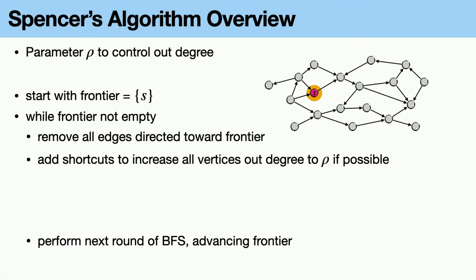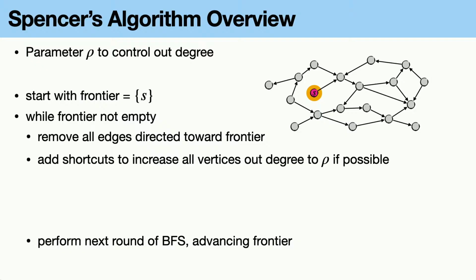OK, so let me give you an idea of Spencer's algorithm. We have some parameter rho, which is going to control the out degree. And we're basically going to be running breadth-first search here. So we're going to start with the frontier. Breadth-first search is just the source vertex. And while the frontier is not empty, I'm going to add this extra step. You can do this explicitly or think of it just conceptually. I'm going to remove all the edges directed toward the frontier. So those would now, S has no edges coming in.